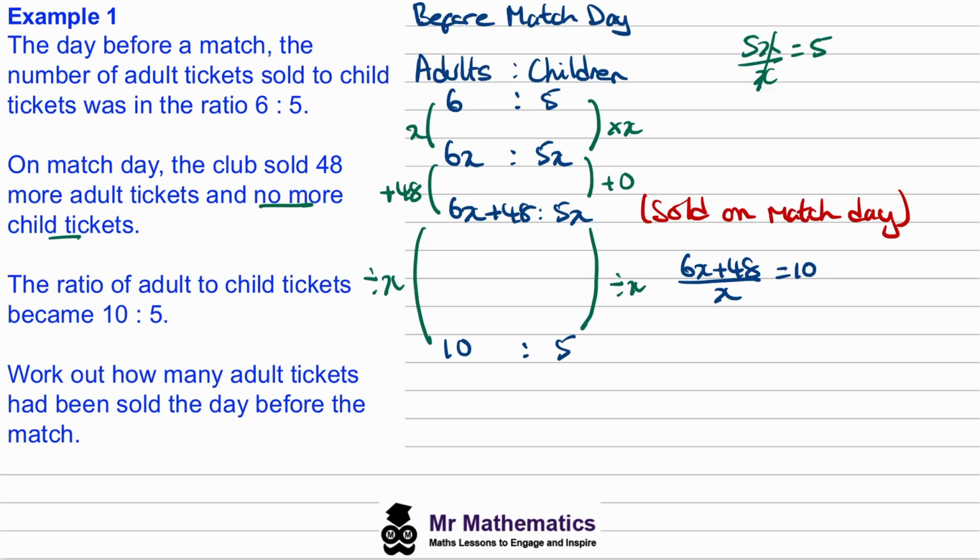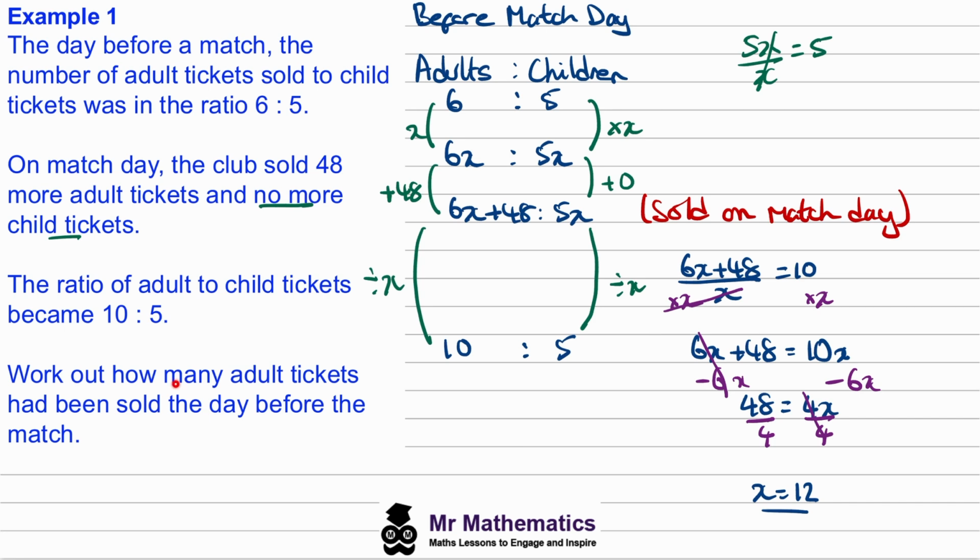Now we can solve this equation. We can multiply both sides by x, and these two will cancel. So we'll have 6x plus 48 will equal 10x. We can move the 6x to the right-hand side. These will cancel. So 48 will equal 4x. And then we can divide both sides by 4. These will cancel. So x will equal 48 divided by 4, which is 12.